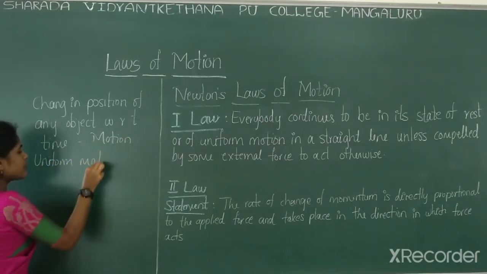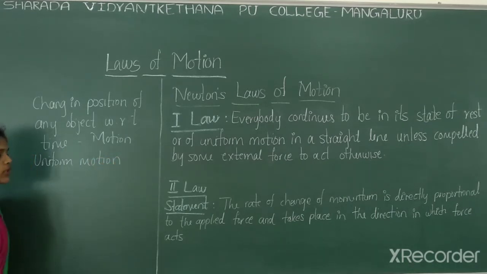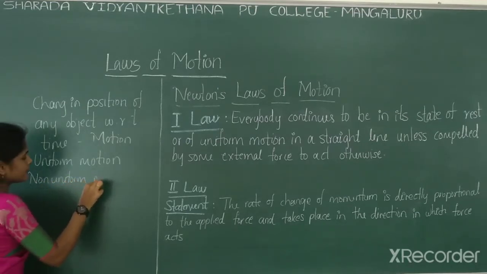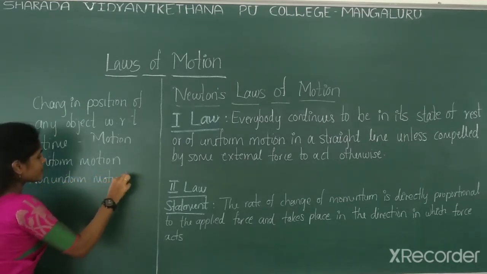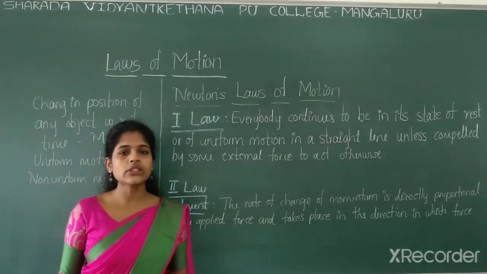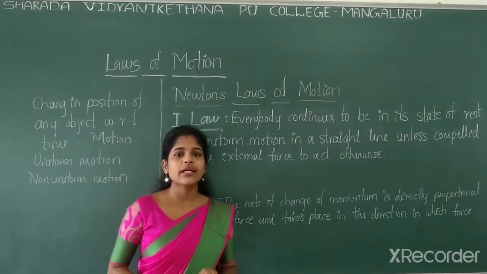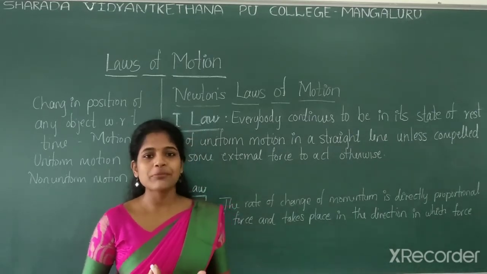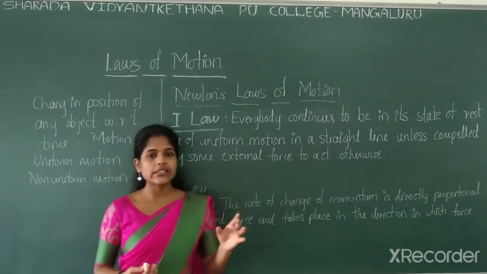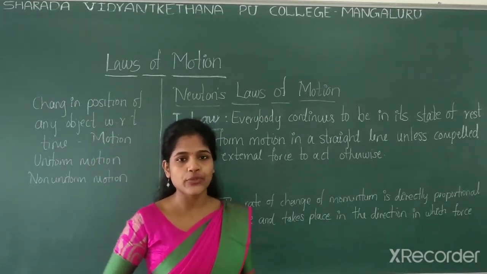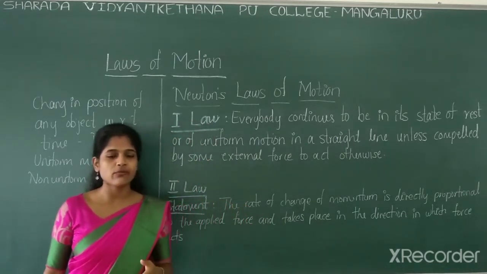So motion can be divided into two types: uniform motion and non-uniform motion. And we know that uniform motion is the motion of any object which covers equal distance in equal intervals of time. Example for uniform motion, the movement of the needle in a clock or the revolution of earth. So these are some examples for uniform motion.